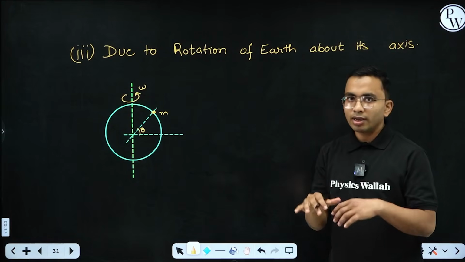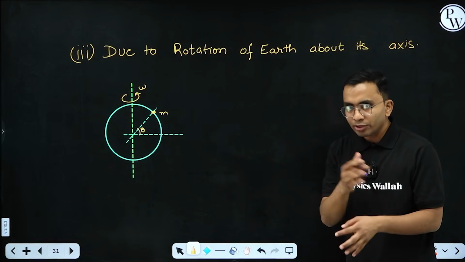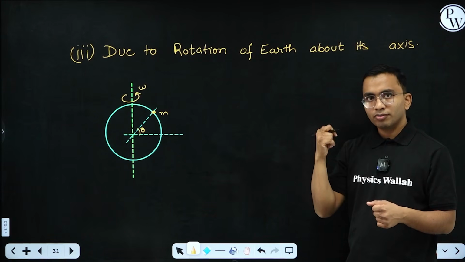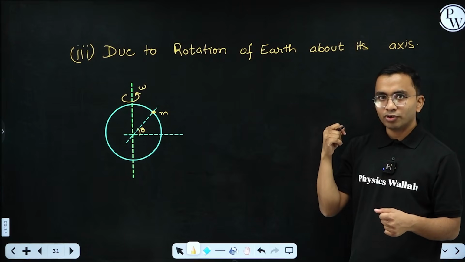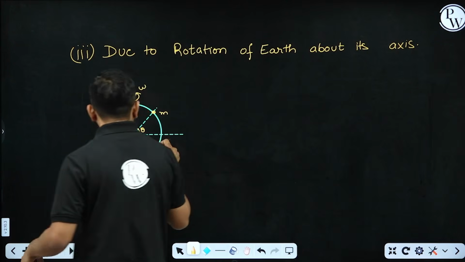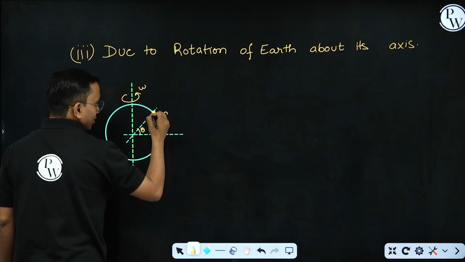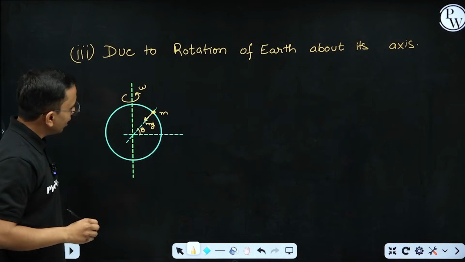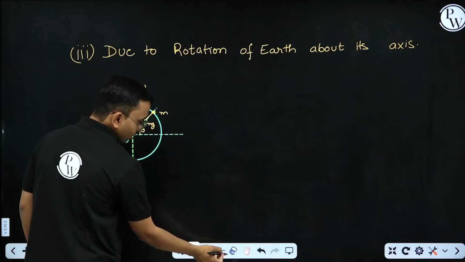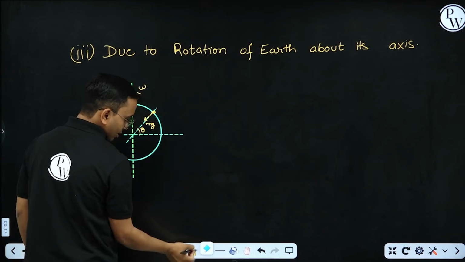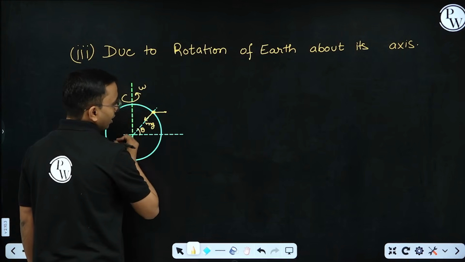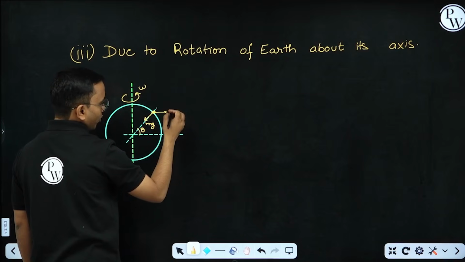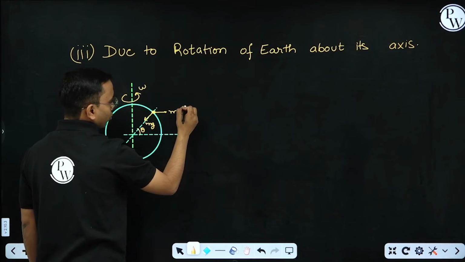Now Earth is rotating. So if you observe this mass m, there will be a pseudo force outside. What is that? Centrifugal force. So one force is the force due to gravity, this is m into g. Another force will be the pseudo force, away from the axis like this. And how much is that? M into the acceleration, omega square r.